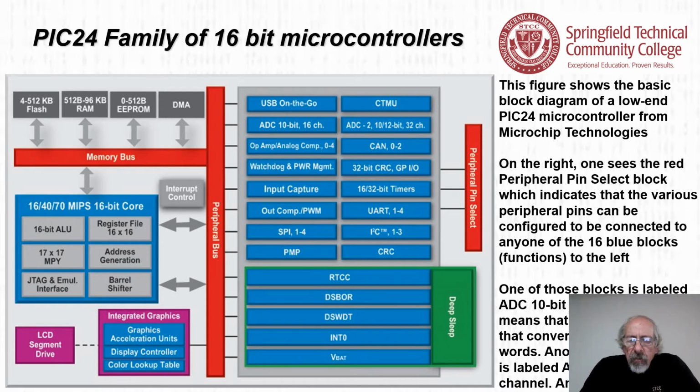So on the right, one sees a red peripheral pin select block, which indicates that the various peripheral pins can be configured to be connected to any one of the 16 blue blocks or functions to the left of that red block. One of these blocks is labeled ADC 10-bit 16 channel, which means there are 16 A to D converters that convert data into 10-bit words. And right next to that one, another block to its right is labeled ADC2. That's a 10/12-bit 32 channel, another A to D converter.